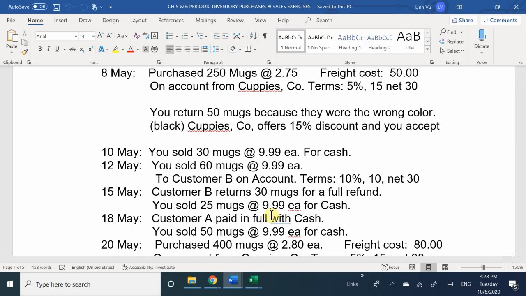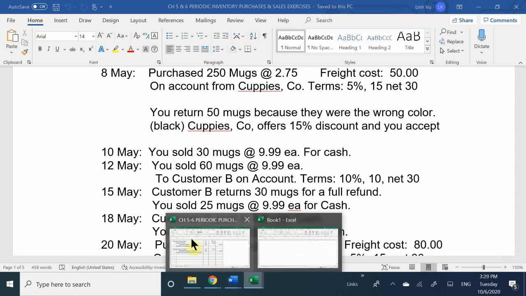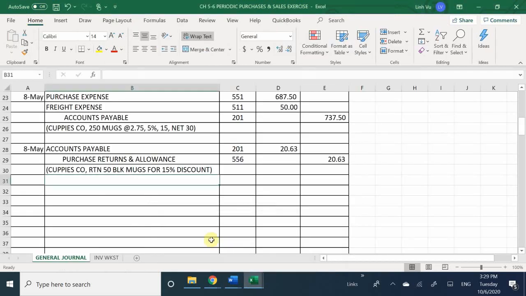We sold 30 mugs at $9.99 each for cash. It was a cash transaction. Perfect. So what accounts are we involving with and how are we going to record this sale?